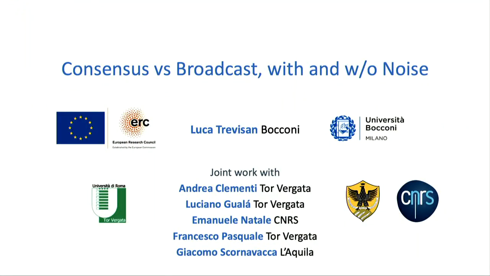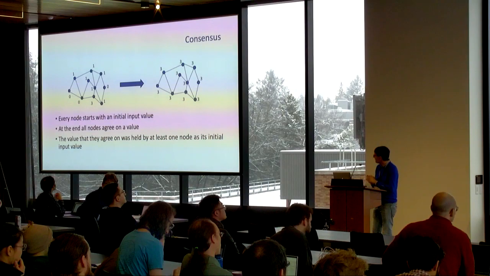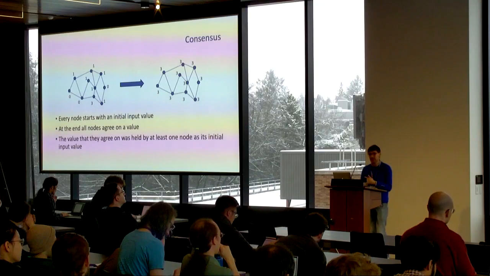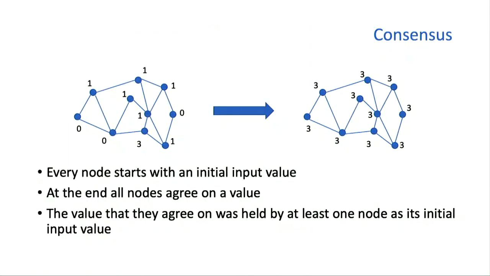Right, so I will tell you about some joint work with Andrea Clementi, Luciano Gualà, Emanuele Natale, Francesco Pasquale, and Giacomo Scornavacca on a couple of problems in distributed computing. The setup of distributed computing that we think about is one where there is a communication network represented by an undirected graph, where every node of the graph is a computing device. Every edge of the graph represents the ability of two nodes to communicate with one another in one round. A protocol starts with every node having some local input, and the goal is for every node to compute some function of these local inputs.